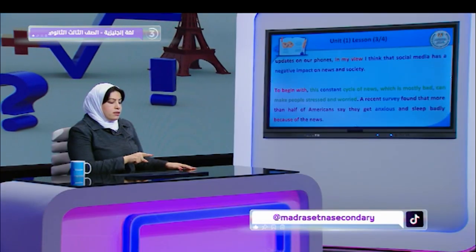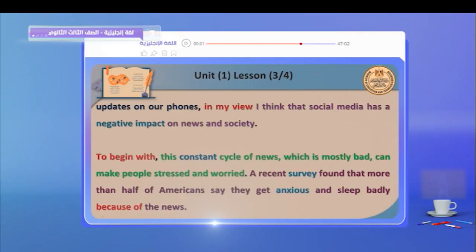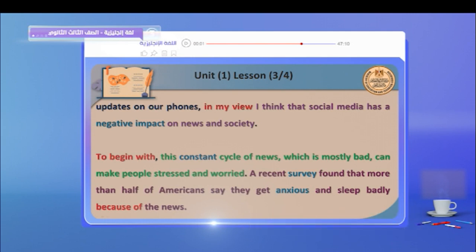Okay, so they started the first paragraph with the first paragraph in the body. أول paragraph في البادي. To begin with, this constant cycle of news, which is mostly bad, can make people stressed and worried. هو بقى بيبتدي يقنعنا بفكرته. ليه أنت شايفها negative؟ It makes people worried. بتخلي الناس على طول في قلق. Okay, so this constant cycle of news, the word constant means it continues. Okay, it doesn't stop. على طول بينزلوا أخبار، ما بيقفوش أبدا. يبقى في الحالة دي this leads people to be worried and stressed. الناس بتبقى متعصبة أو tension على طول الوقت، قلقانة طول الوقت.